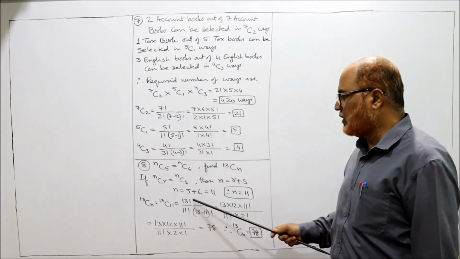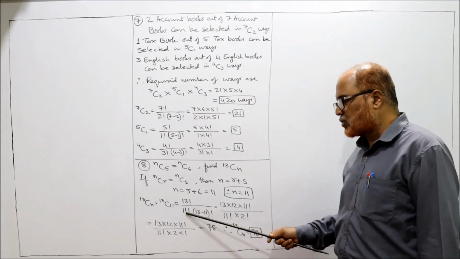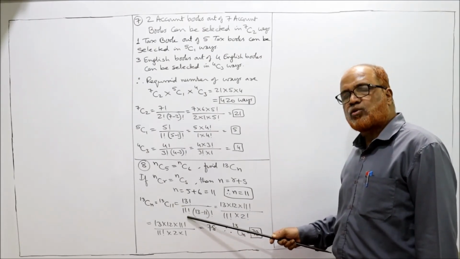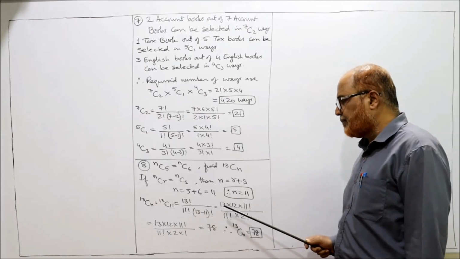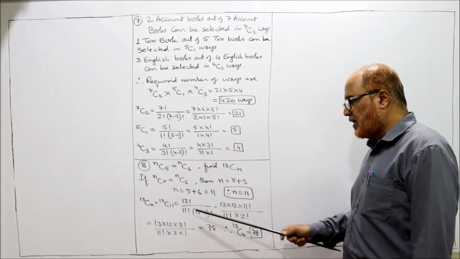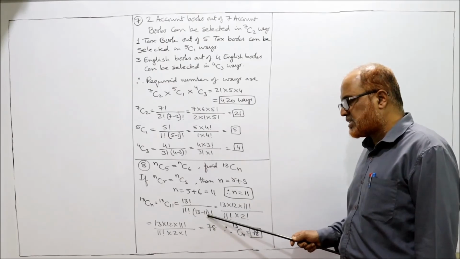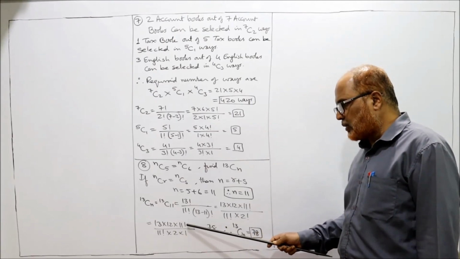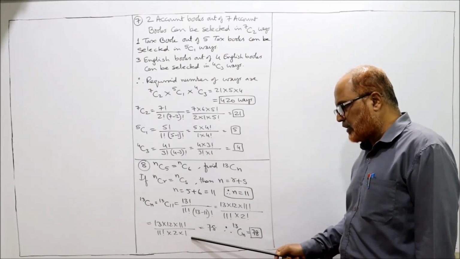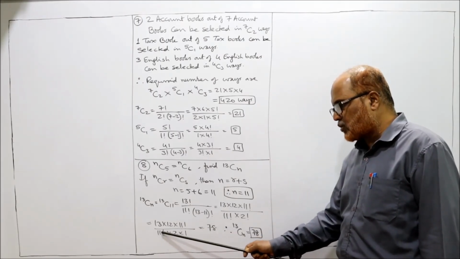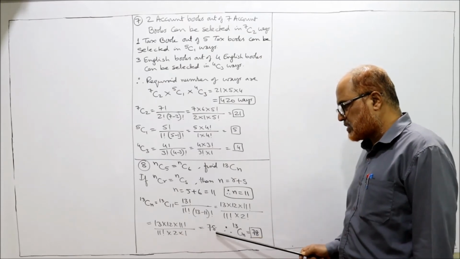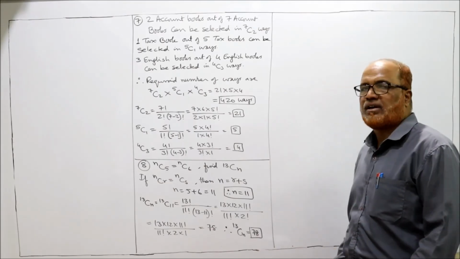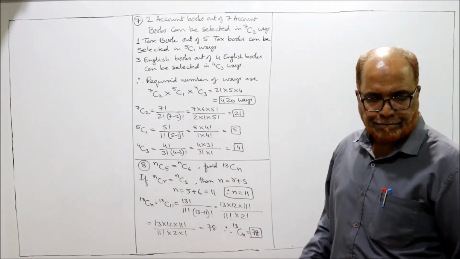13C11 is equal to 13 factorial divided by 11 factorial into 13 minus 11 factorial. In the denominator we have 11 factorial, so the numerator also will stop at 11 factorial. 13 into 12 into 11 factorial, denominator 11 factorial, 13 minus 11 is 2 factorial. So 13 into 12 into 11 factorial divided by 11 factorial into 2 into 1. This 11 factorial will get cancelled. 2 6s are 12, 13 into 6, 78. So 13Cn is equal to 78. We got the answer. That's it.